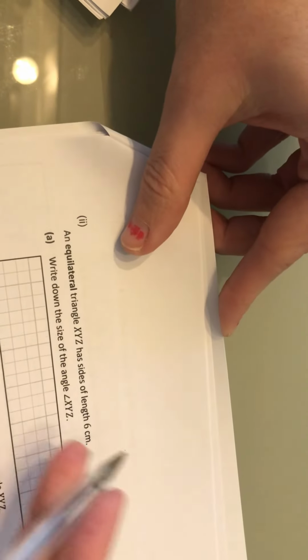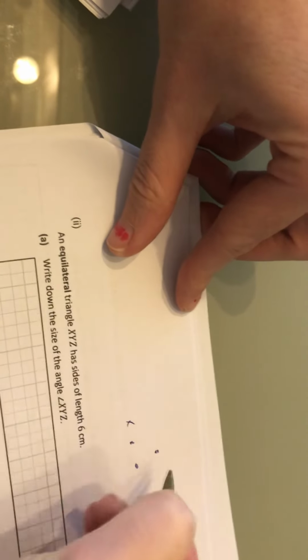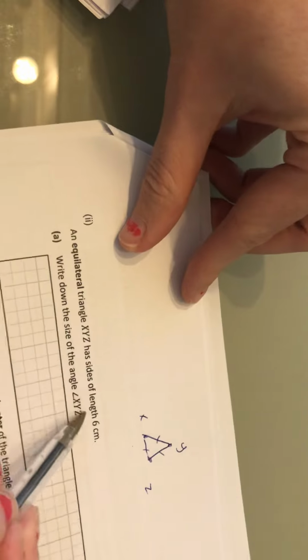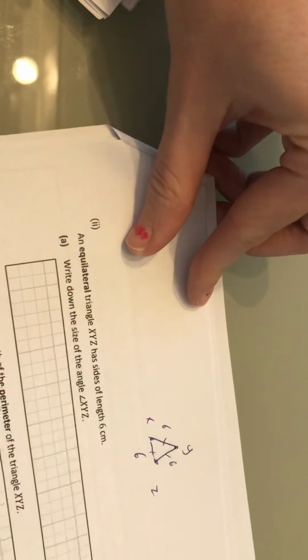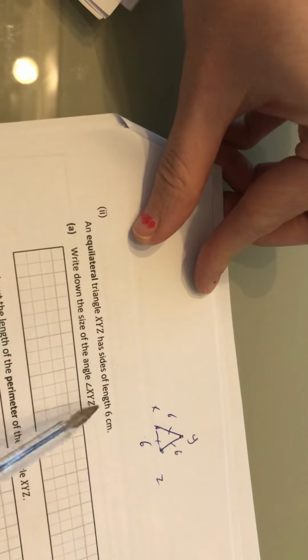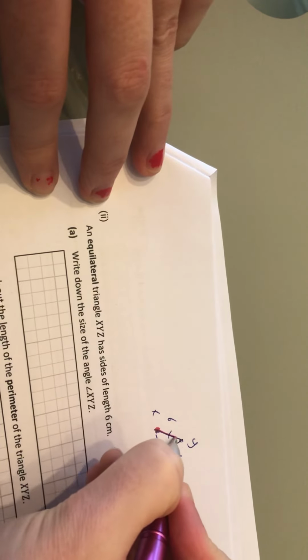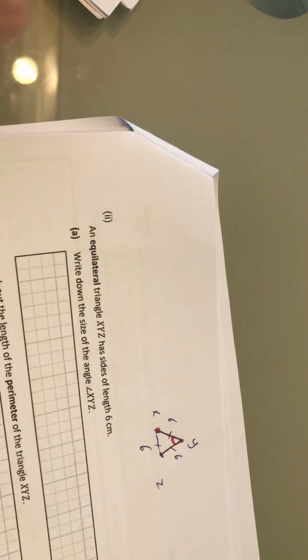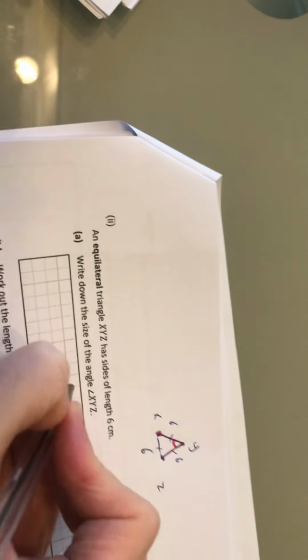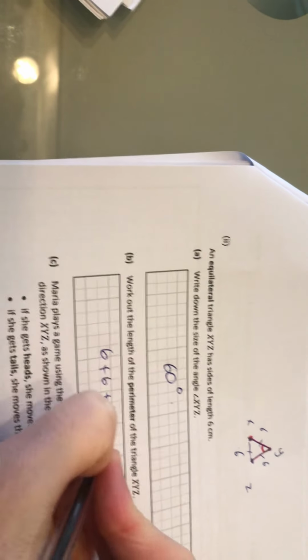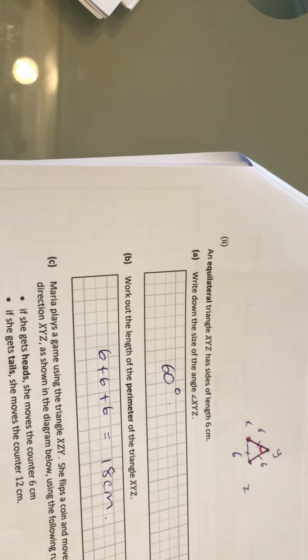An equilateral triangle, so x, y, and z. So x, y, z, equilateral. Equilateral means all 3 sides are the same, all 6 in length. Write down the size of the angle x, y, z. So they want me to start at the point x, go to the point y, and finish at the point z, and they want me to tell them that angle there. Well, every angle in an equilateral triangle is 60 degrees. Work out the length of the perimeter. Well, if one of the sides is 6 and it's equilateral, it's 6 plus 6 plus 6, which is 18 centimetres. So that's the perimeter.